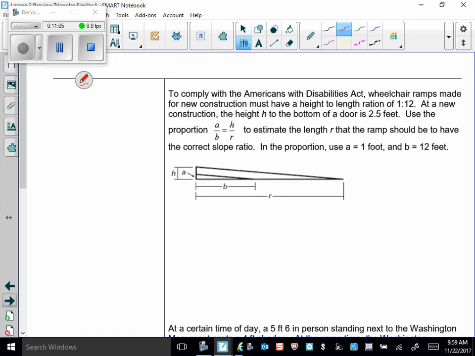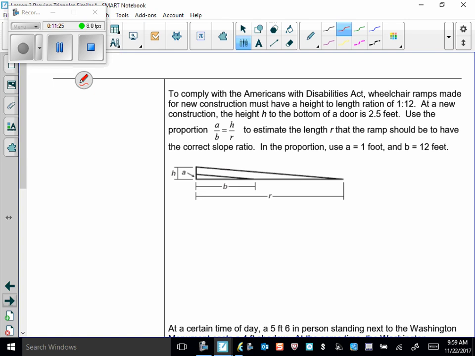Okay, what do we got now? Oh, a real life problem. To comply with the Americans with Disabilities Act, wheelchair ramps made for new construction must have a height to length ratio of 1 to 12. And in the new construction, the height h to the bottom of the door is 2.5 feet.